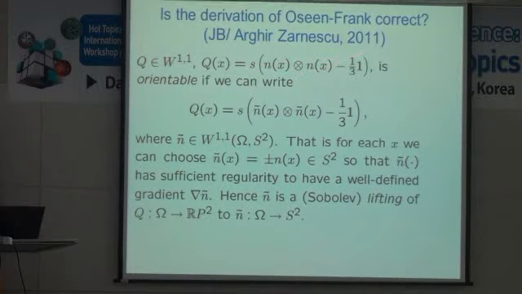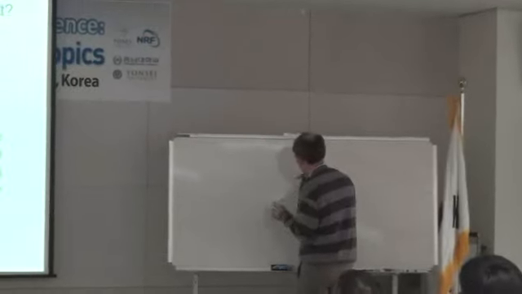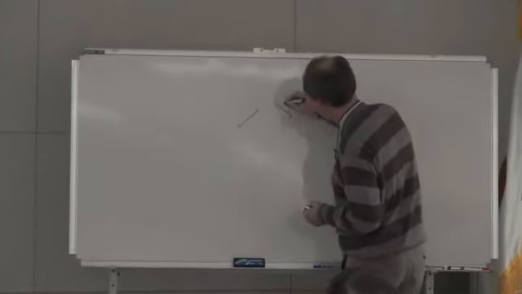We say it's orientable if you can choose a sign for n at each point x, such that the new unit vector field is in fact in a Sobolev space. Right. So for each x we can choose n tilde to be plus or minus n(x), a unit vector, so that n tilde has sufficient regularity to have a well-defined gradient. So you should think of this as, at each point x, you have a line field.